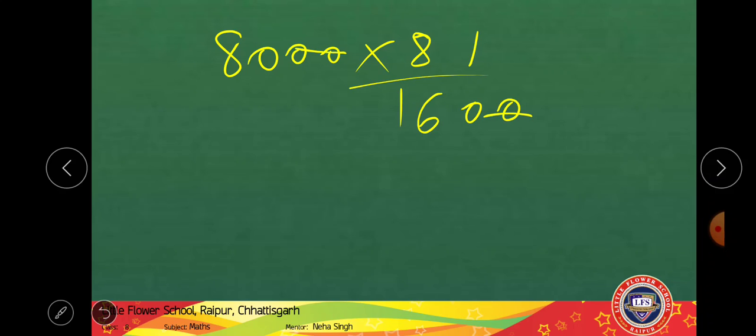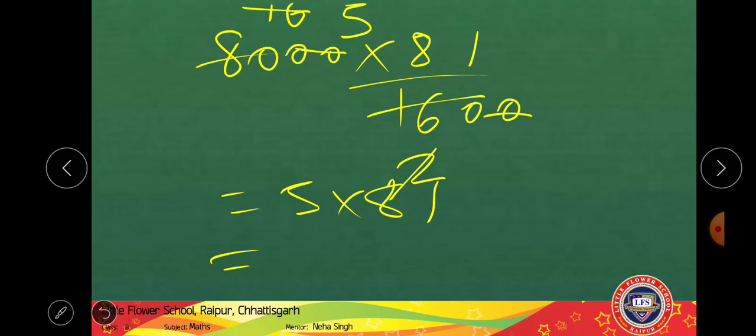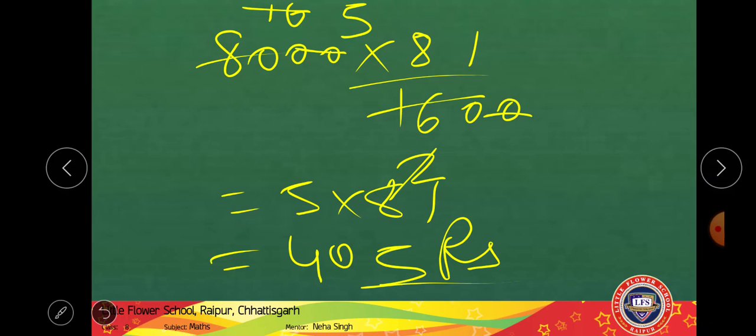8000 into 81 upon 1600, zeros can be cancelled, right? And what are we left with? 16 and 80, right? So 8 10s are 80, 8 2s are 16, 2 1s are 2, 2 5s are 10, right? What are we left with? 5 into 81, 5 1s are 5, 5 8s are 40, so the answer is rupees 405, right? So the compound interest to be paid is rupees 405.